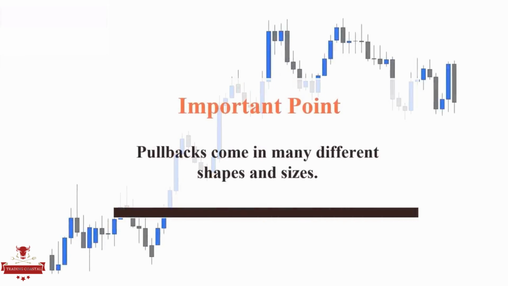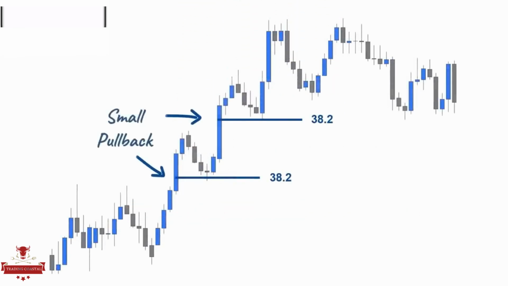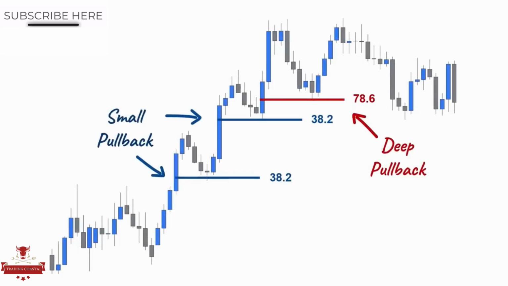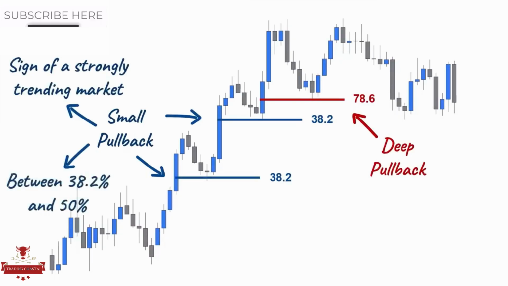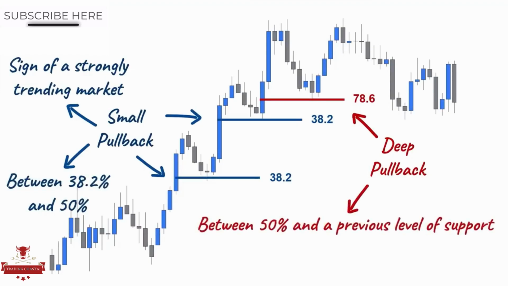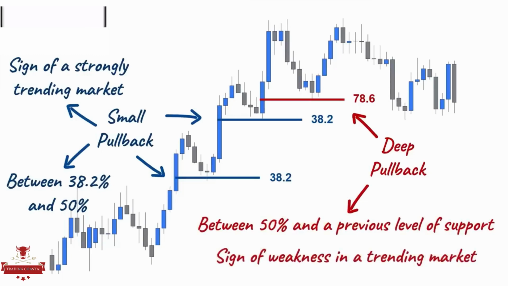Pullbacks come in many different shapes and sizes. We have two different types of pullbacks, including small and deep pullbacks. A small pullback is a sign of a strongly trending market and will be somewhere between 38.2% and 50% retracement. On the other hand, a deep pullback will happen somewhere between 50% and a previous level of support, and it is a sign of weakness in a trending market.